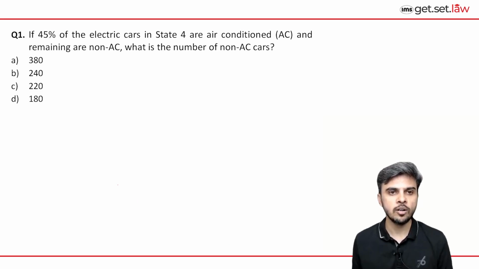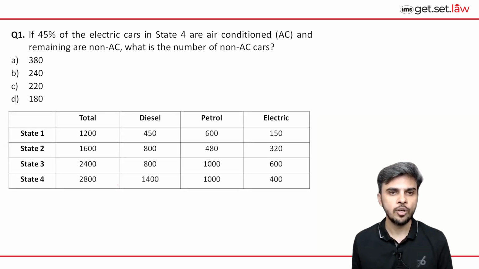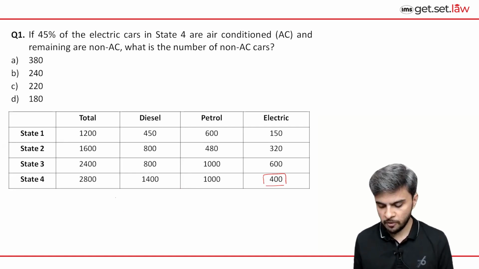If 45% of the electric cars in state 4 are air conditioned and the remaining are non-AC, what is the number of non-AC cars? If we look at the table, electric cars in state 4 is equal to 400. There are 400 electric cars in state 4 and 45% of them are air conditioned. If 45% of these are air conditioned, total is 100%. So 100% minus 45% is 55%.